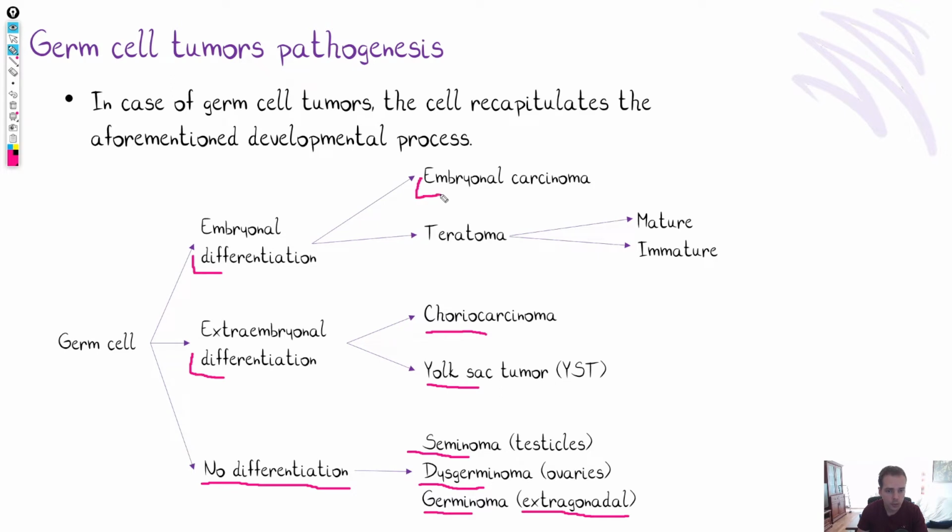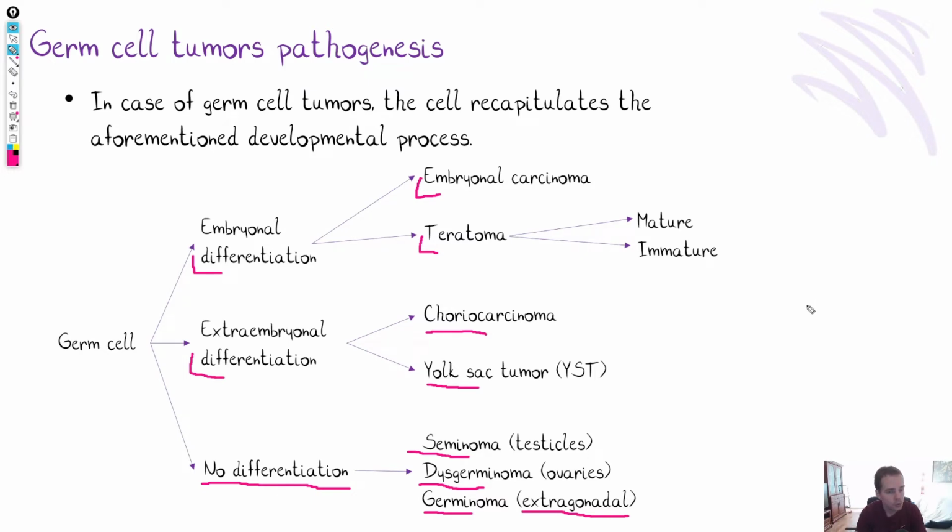In embryonal carcinoma, it means that the neoplastic cells are stuck on the level of very immature embryonal cells. So it's embryonal tissue, but the tissue is very, very immature. And in teratoma, it means that the cells have a capacity to terminally differentiate towards various somatic tissues of our body. So it's usually a mixture of various somatic tissues such as skin, adipose tissue, respiratory tissue, and many others.